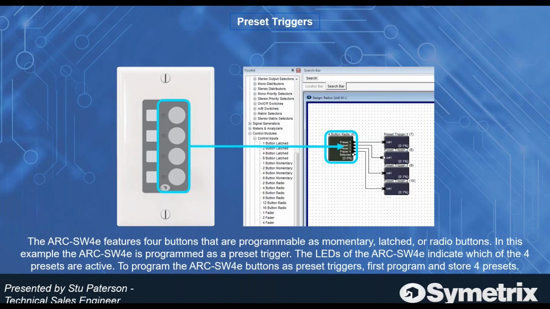Now we're going to the SW4. The SW4 is just a simple 4-button programmable control. They can be programmed as momentary, latched, or radio buttons. In this example, the ARC SW4E is programmed as a preset trigger, as you can see on the right, and the LEDs of the ARC SW4E indicate which of the 4 presets are currently active, or your last selection.